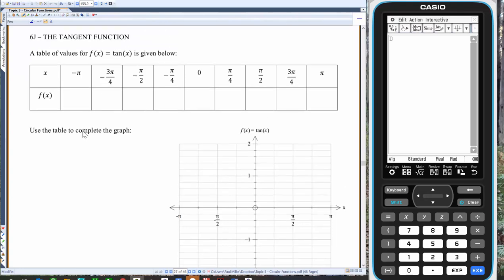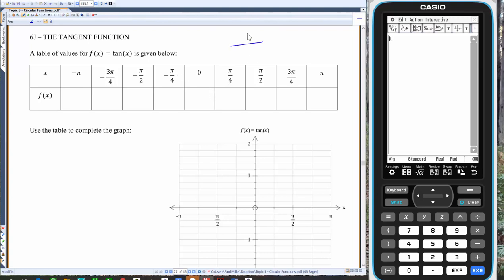Poor old tan seems to get forgotten. Today we're going to give tan the attention it deserves. All right, so first thing we're going to do is draw the basic tan function. To do that, we'll just complete this table of values.